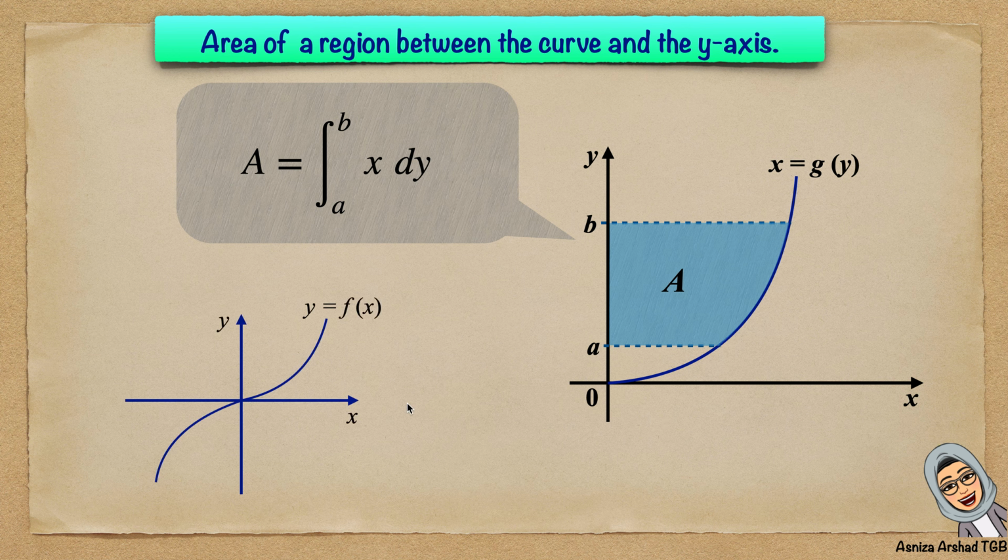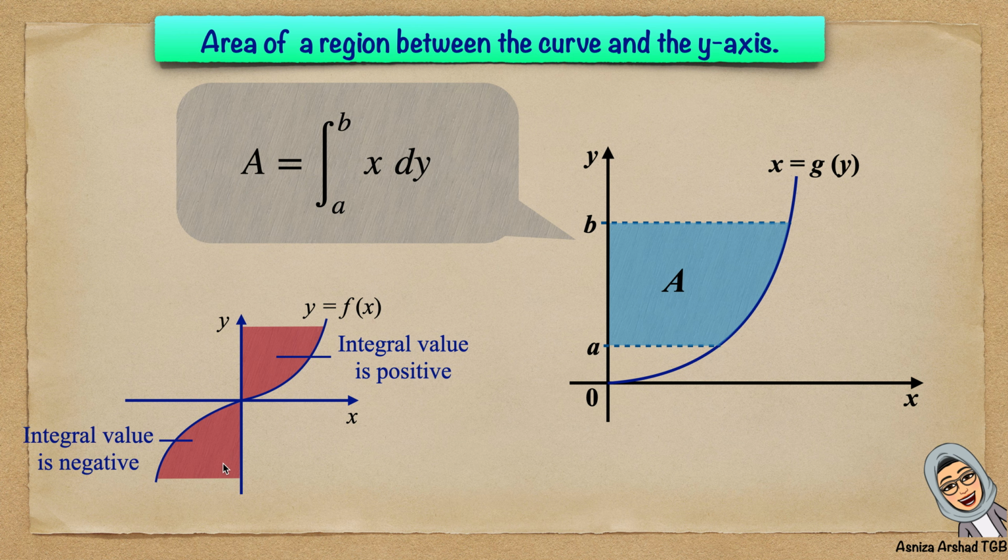So x will be the subject in terms of y. Let's look at this situation. If the region between the curve and the y-axis is on the right of the y-axis, the integral value is positive. And if the region is to the left of the y-axis, the integral value is negative.